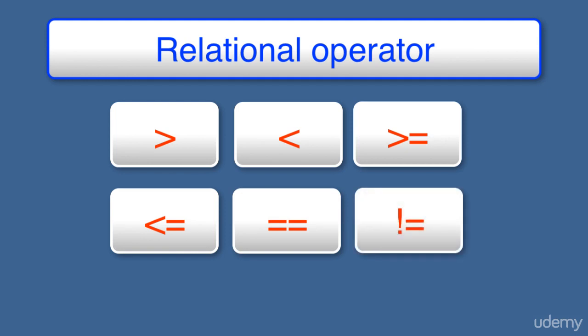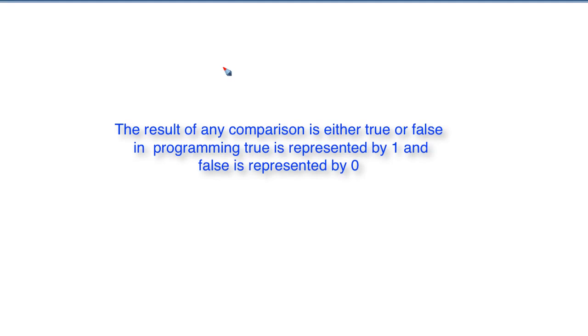I'll show you some fundamental concepts on these operators and also how they work with some programming examples. All of these operators work pretty much in the same way. They compare the operands and return either true or false in terms of 1 or 0. 1 is returned if the comparison is true and 0 is returned if the comparison is false.